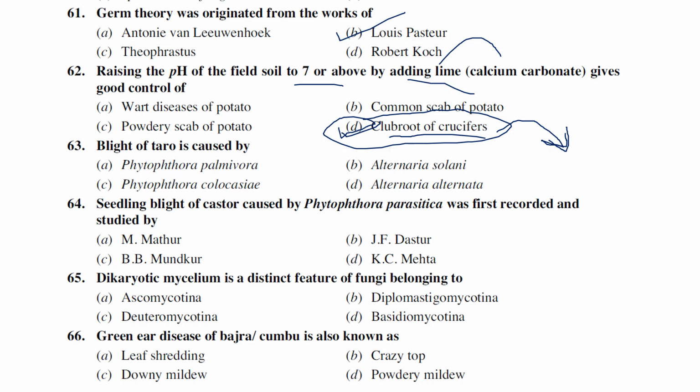Next one: blight of taro is caused by Phytophthora palmivora, Alternaria solani, Phytophthora colocasiae, or Alternaria alternata. Blight of taro is generally caused by Phytophthora colocasiae. Next one: seedling blight of castor, caused by Phytophthora parasitica, was first recorded and studied by whom? J.F. Dastur is well known and renowned for establishing Phytophthora parasitica as the cause of seedling blight of castor in India.